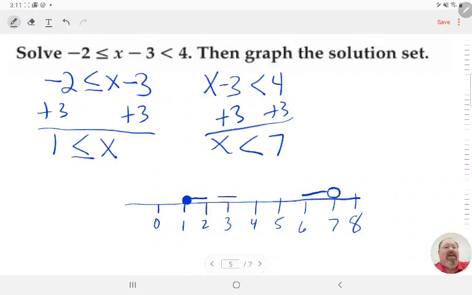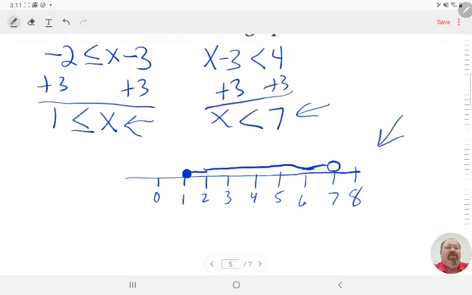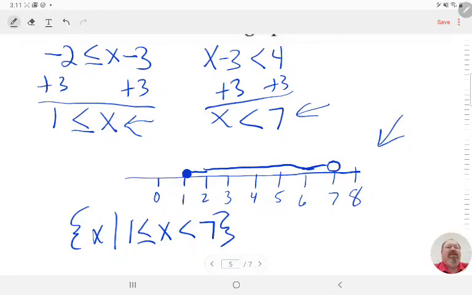Well, they actually combine, and you would have this, because nothing to the right of 7 would work, because it doesn't work for this one. And nothing to the left of 1 would work, because it doesn't work for this one. So therefore, this would be the graph. And we could represent that as our solution set. Okay? All right.